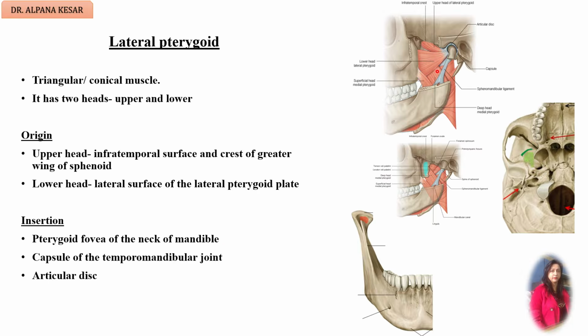Lateral pterygoid is a conical or a triangular shaped muscle that has two heads, the upper head and the lower head. The upper head takes origin from the infratemporal surface and the infratemporal crest of the greater wing of sphenoid, and the lower head takes origin from the lateral surface of the lateral pterygoid plate. The two heads unite and get inserted into the pterygoid fovea and into the capsule of the temporomandibular joint as well as the articular disc.